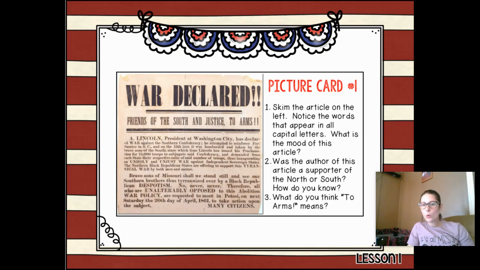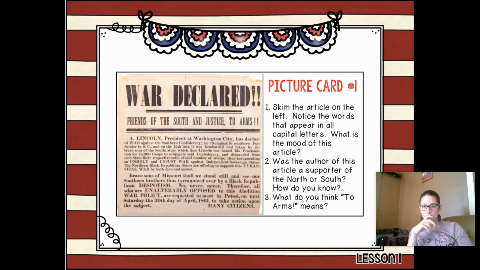Was the author of this article a supporter of the North or the South? Well, I can tell you he was definitely a supporter of the South because he's talking about how these states are going to enhance an unholy and unjust war and that it's tyrannical. And tyrannical means basically that it's being run by a tyrant. And a tyrant is a person who's in charge of the country or the states or whatever. And he only does what he wants and he doesn't listen to anybody. And what he does is not right.